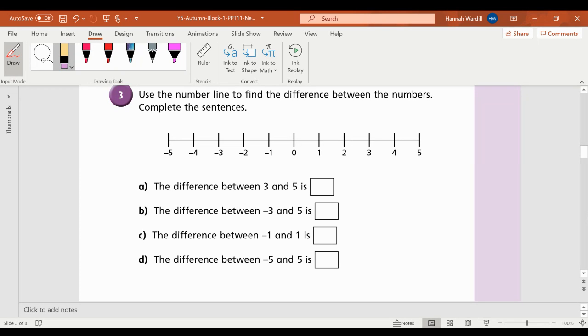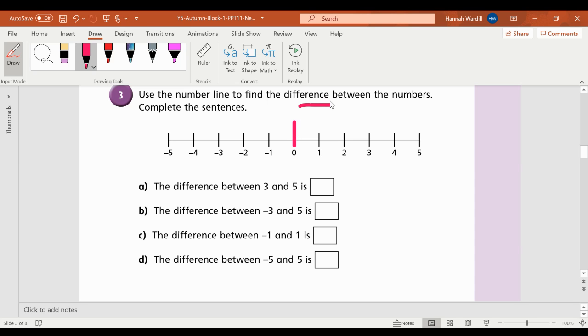So for this revisit activity, we are looking at negative numbers. Now you will see on the screen we have got a number line which goes down to -5 and goes up to 5, so +5. And in the middle we have got 0.